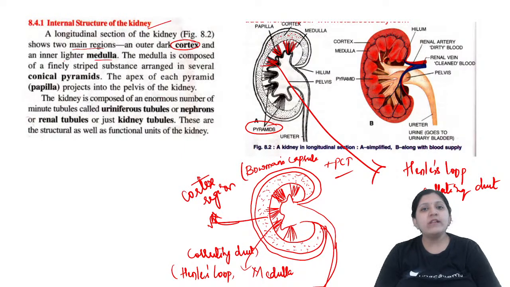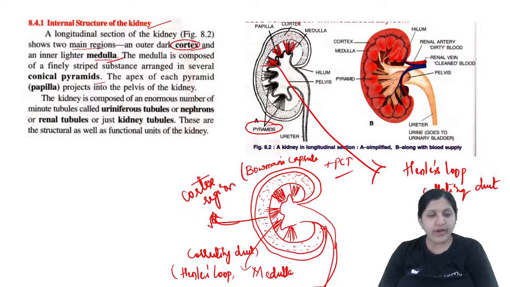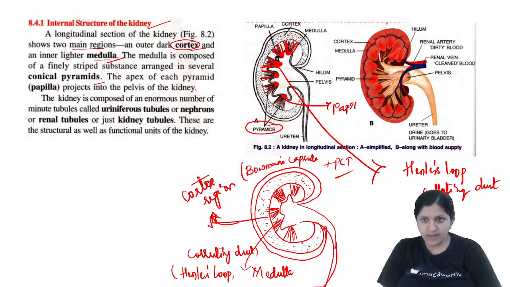Okay, so a longitudinal section of the kidney shows two main regions: the cortex region and the medullary region. The medulla is composed of a finely striped substance arranged in several conical pyramids. You will find many conical pyramids here. This is one conical pyramid, then there is again a conical pyramid, here again a conical pyramid. So the apex of this particular conical pyramid, here this is the apex, we call a papilla. So this one is a papilla.